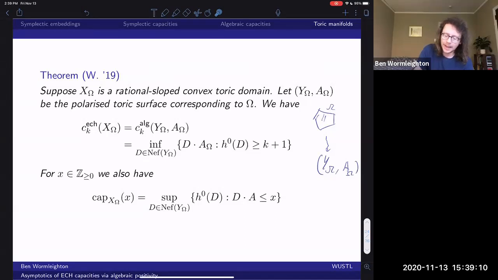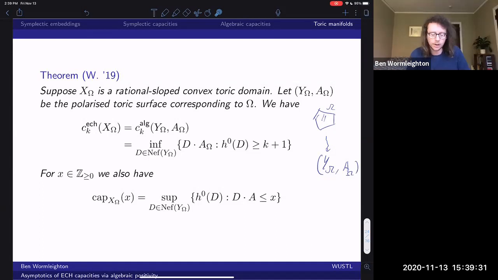And I guess I haven't mentioned this so far. I'm being a little bit sloppy here. I can replace inf by min and sup by max everywhere that I've recorded them so far. So yes, this is a partial answer to one of the previous questions.